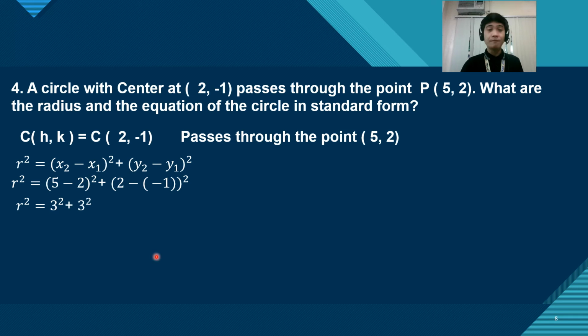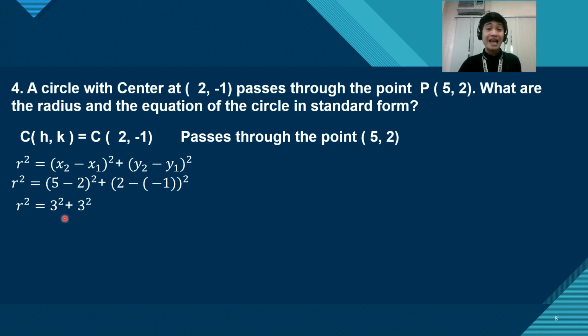Simplifying this further, we have r square is equal to 3 square plus 3 square. O, 5 minus 2, 3. O, square. Ganun lang yon. 2 minus minus 1, that's 2 plus 1. O, isimplify mo yung 2 plus 1, edi 3. Tapos kopyahin mo yung square. Madali lang, di ba? So, 3 square plus 3 square.